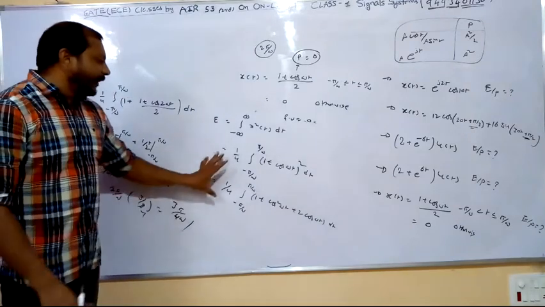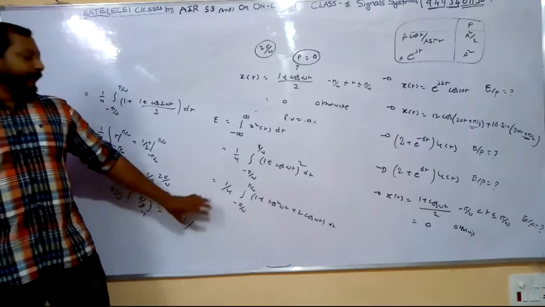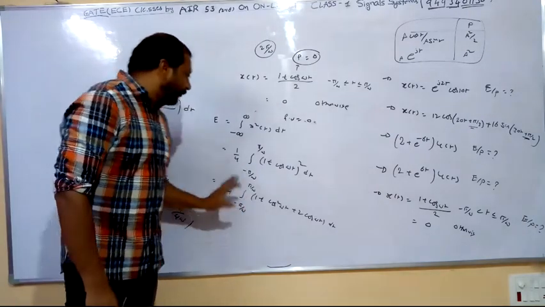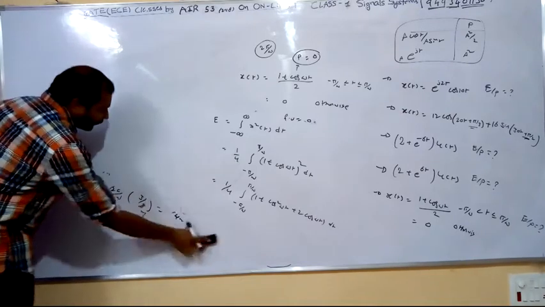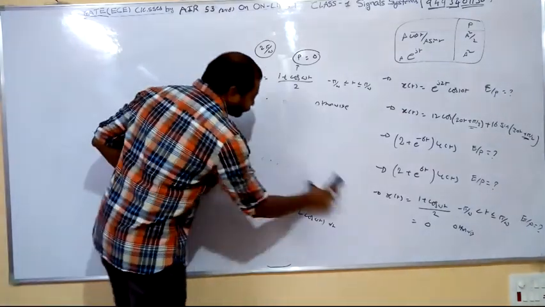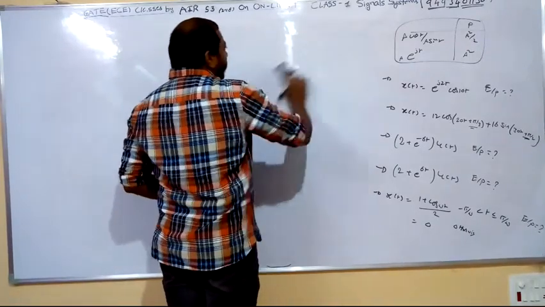This is your answer. Like that you have to calculate the power. Okay, don't be confused. We are applying that the integration of a cosine signal over one full period is equal to 0. Simply you can neglect those terms. Next one.